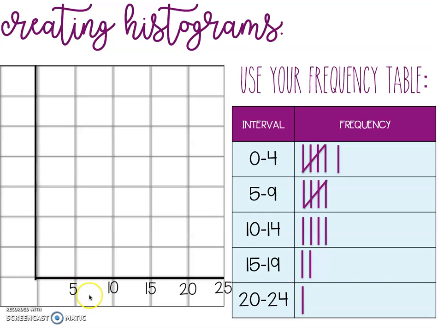Now be sure that you're labeling the lines and not the spaces, because the spaces, this is 0 to 5. Okay, so that's where our bars are going to go. So you need to be labeling the lines.